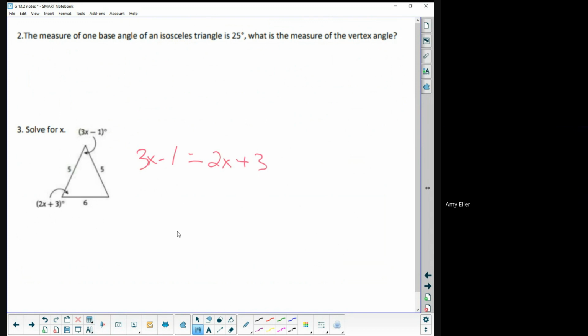No. Well, let's see. Is this an isosceles triangle? Yes, because two sides are alike. I'm going to label where the base is. If I've got my legs marked, then the other side must be the base. And it is the base angles that match. So if that one's 2x plus 3, this one is also 2x plus 3.